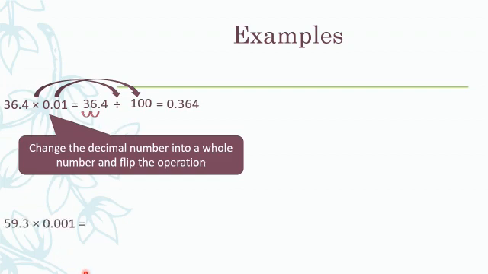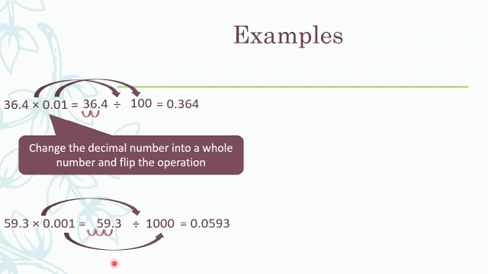Another example, 59.3 times 0.001. First, 59.3 will stay the same. As for the multiplication operation, it will be division operation by changing the times into divide, and 0.001 will be 1000. 59.3 divided by 1000. Since we are dividing by 1000, the decimal point will be moved three steps to the left, as we know. 1, 2, 3. So the answer is equal to 0.0593.